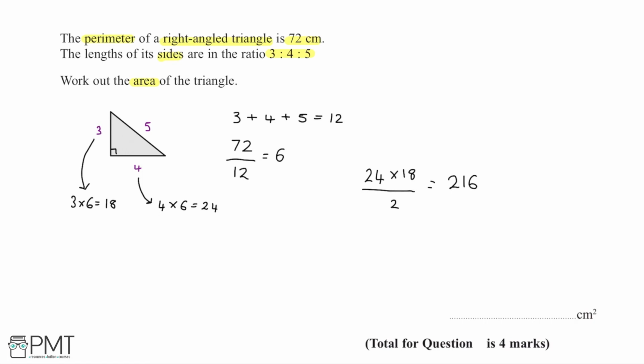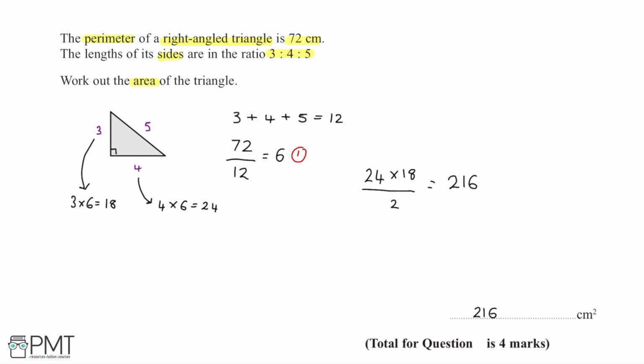Now I can simply write my answer in the box, and that is going to gain me all 4 marks for this question here. So if I have a look back through how the marks were awarded, the first mark was for working with the ratio and finding this value of 6, by which they all need to be multiplied up by in order to achieve the side lengths of the actual triangle, not the kind of scaled down version shown by this ratio in its simplest form.